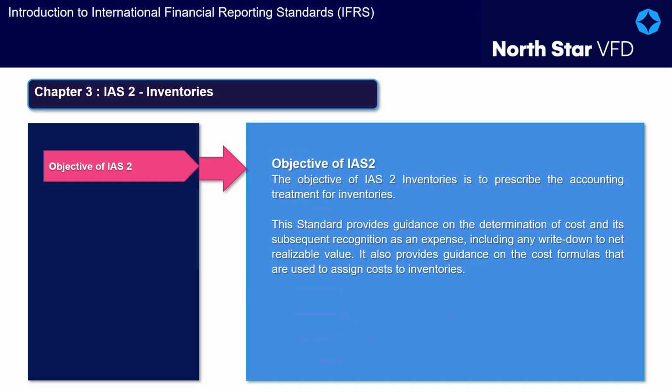First, let us look into the objective of IAS 2 Inventories. The objective of this standard is to prescribe the accounting treatment for inventories. A primary issue in accounting for inventories is the amount of cost to be recognized as an asset and carried forward until the related revenues are recognized. The standard provides guidance on the determination of cost and its subsequent recognition as an expense, including any write-down to net realizable value. It also provides guidance on the cost formulas that are used to assign costs to inventories.